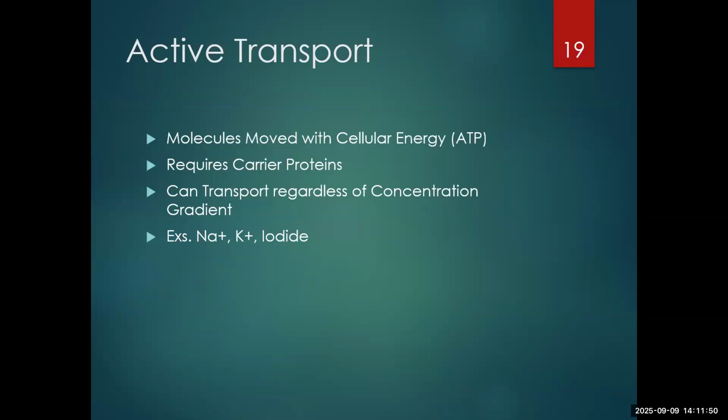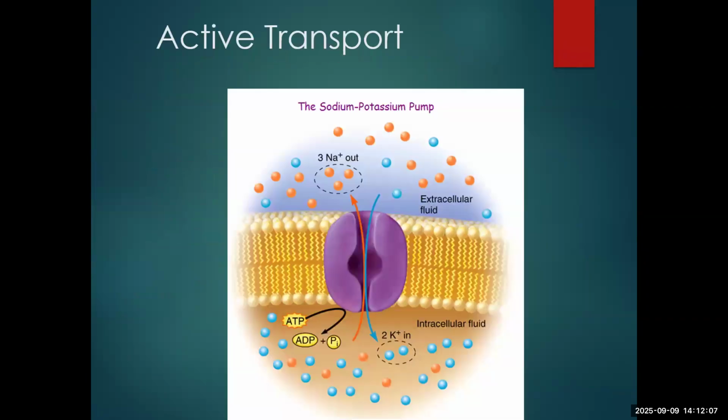All right, so active transport requires ATP. It often requires proteins that act as ferries or transporters across the membrane. That's all I want you to know, really, except that this is the main example that I want you to know. The main example of active transport is the sodium potassium pump.